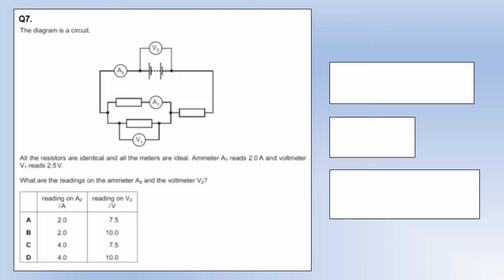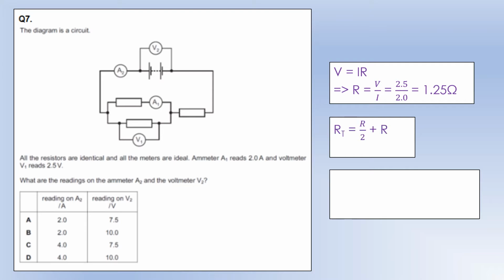So we've got a diagram of a circuit. Okay, so all the resistors are identical and the meters are identical. A1 reads 2 amps and voltmeter V1 reads 2.5 volts. What are the readings on A2 and V2? Okay, so if we use V equals IR, we can calculate essentially what the resistance is for the top resistor, or in fact any of them, because we know the potential difference across the 2 in parallel must be the same, i.e. 2.5. We know the current through one of them, so we've now got what R is.